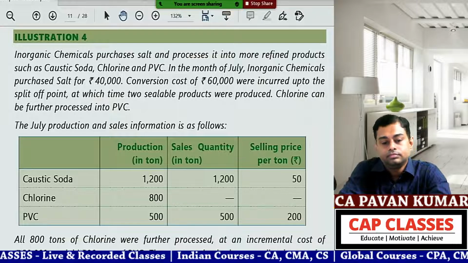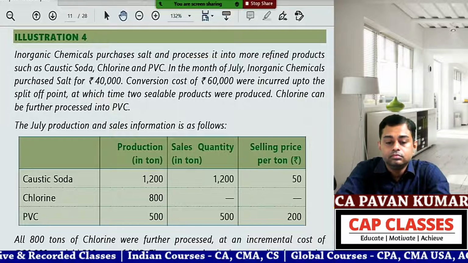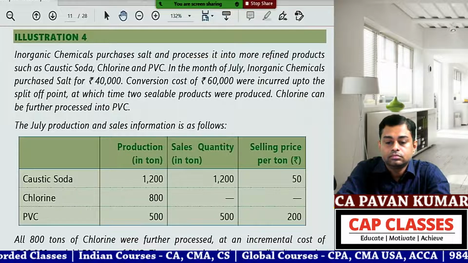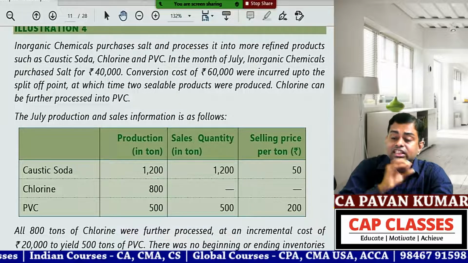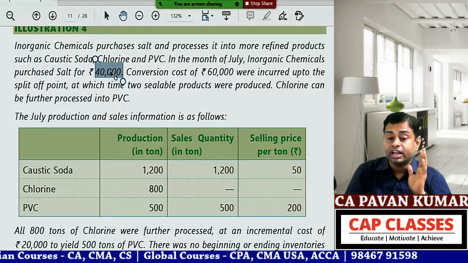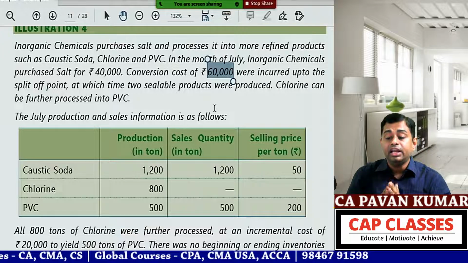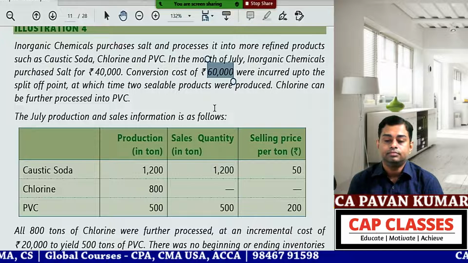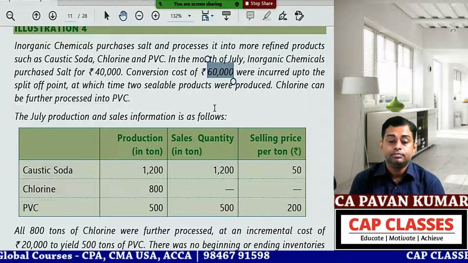Inorganic chemicals purchases salt and processes it into more refined products such as caustic soda, chlorine and PVC. In the month of July, inorganic chemicals purchased salt for rupees 40,000. What is this 40,000? Joint cost, raw material. What is this conversion cost, 60,000? Joint cost. So tell me, what is the total joint cost? Rupees 1 lakh. Correct. Continue.